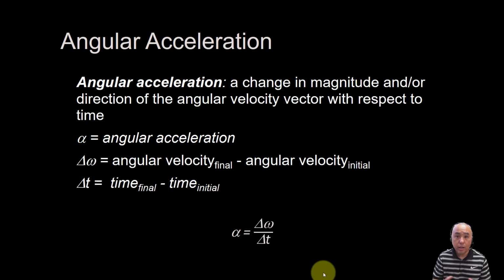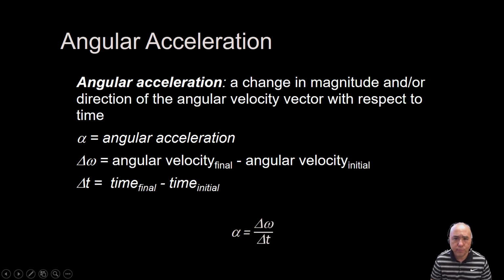Okay, so now let's talk about angular acceleration. If you're familiar with linear acceleration, then angular acceleration should be pretty straightforward. The only difference now is we're looking at the change in magnitude and/or direction of the angular velocity with respect to time, as calculated by this equation here. So alpha is typically used to denote angular acceleration. Omega is used to represent angular velocity. The change in angular velocity over time gives us angular acceleration.